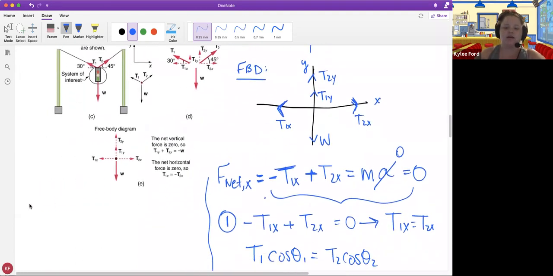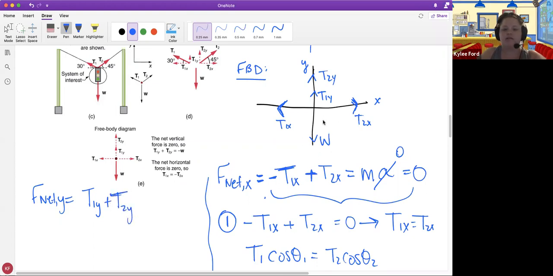Okay, so I'm going to go ahead and write over here. Now I'm looking for my F net comma y equation. I'm going to start with T1y. So that is a positive value. So I'm going to go ahead and write that here, T1y. My T2y is also positive. So I'm going to add that.